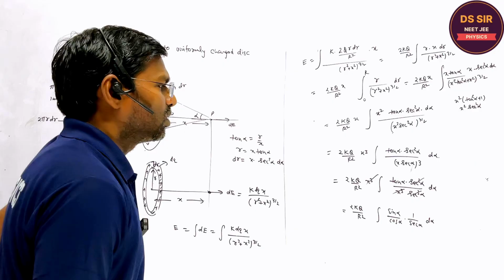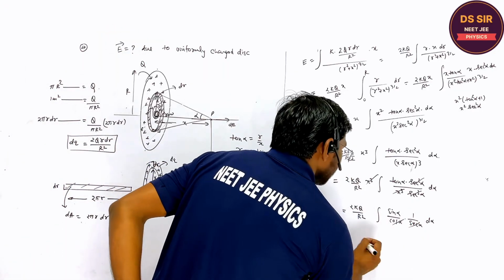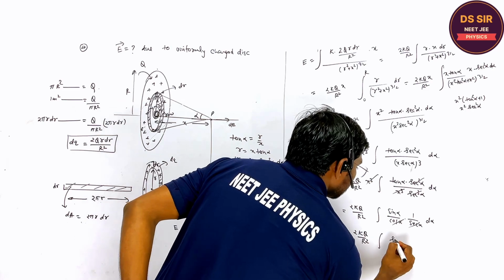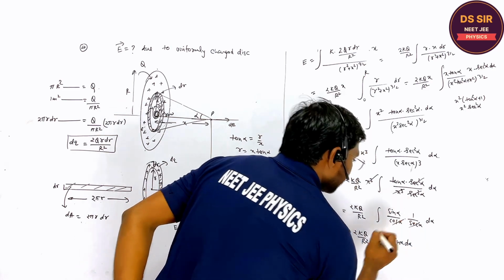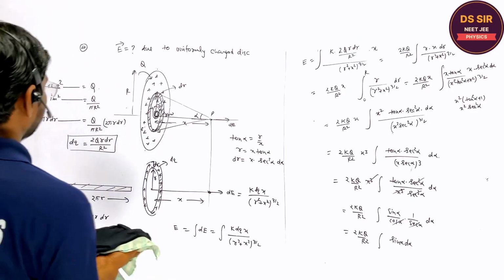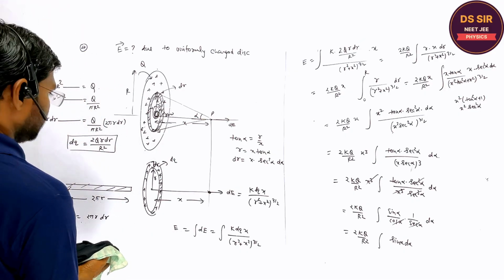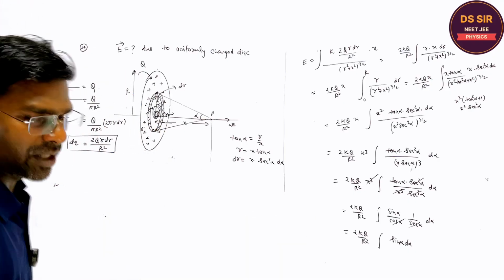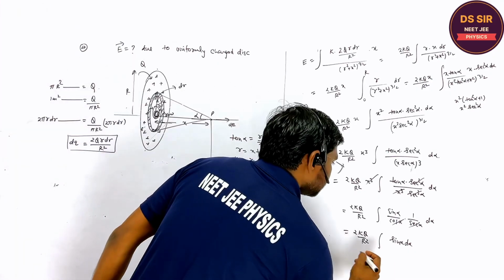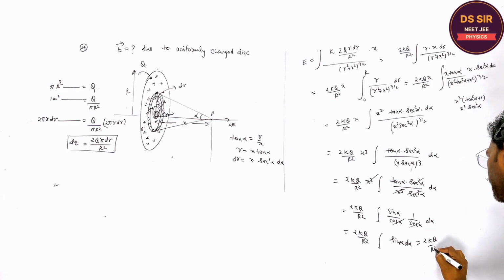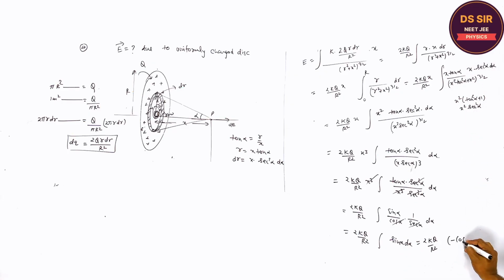Is it clear or not? So this cos alpha and sec alpha cancel out. Inside the integration, this is sin alpha d alpha, right? So what is the integration of sin alpha? You can tell me, right? I am deleting everything right here. Tell me, this is nothing but equal to 2kq upon r square. The integration is minus cos alpha. Is it clear or not?